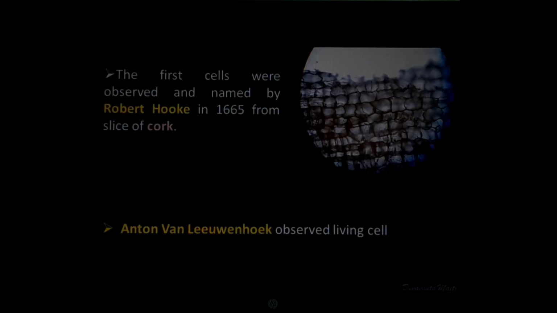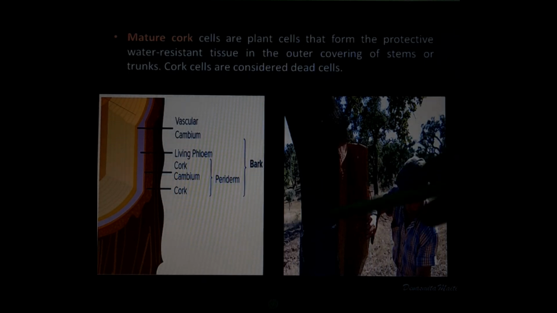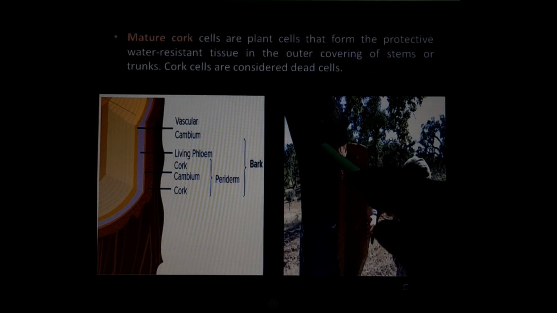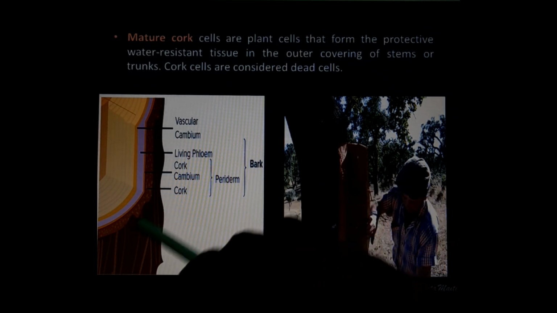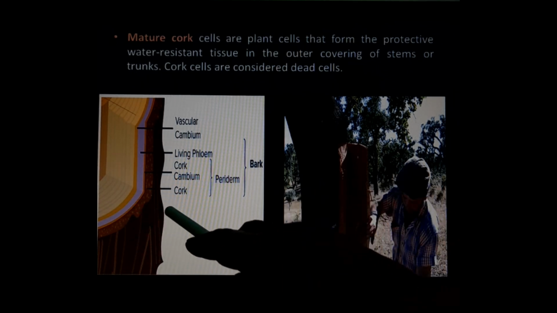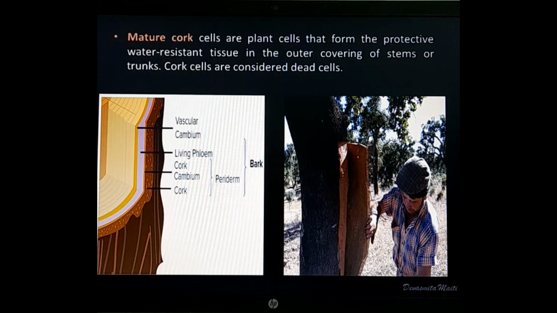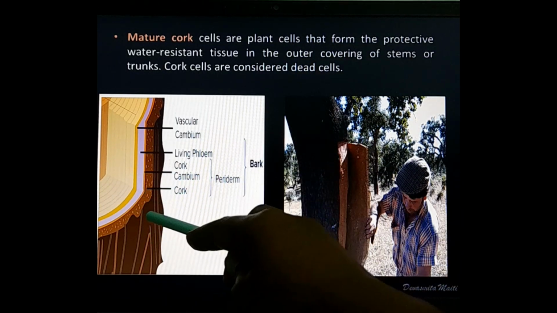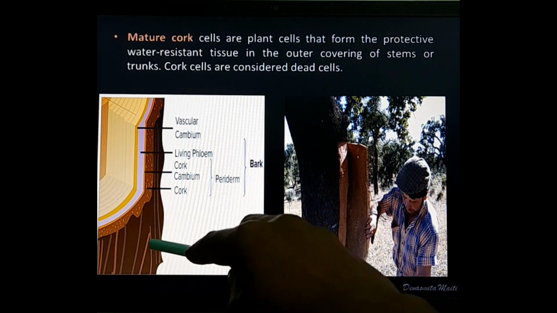Next, who first discovered the cell? Robert Hooke in 1665 discovered the cell from a slice of cork. So you may ask, what is cork? This picture is of cork. Cork is actually one type of dead cell. In these pictures you can see this outer layer is a brown-colored layer. Here the outermost layer is actually dead cells.